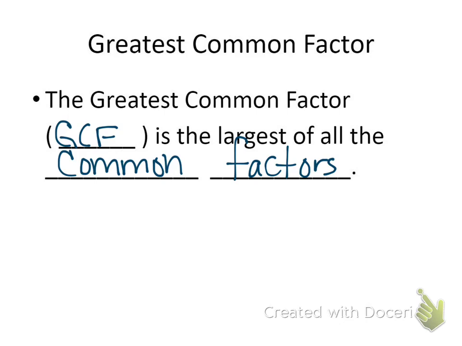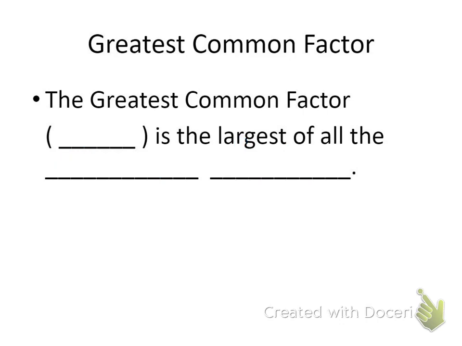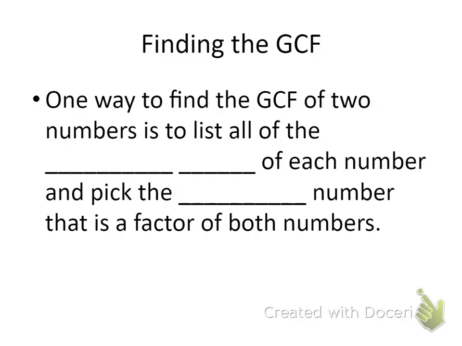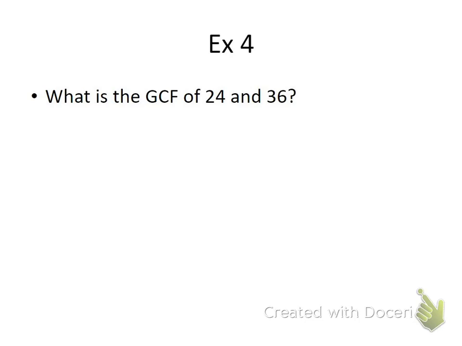So let's look at example number 4. Common factors. Looking at the list that we just came up with, where we listed all the common factors of 24 and 36, now you have to find the greatest common factor. What's the largest factor that they have in common? The biggest? 12. So the GCF equals 12. That's how we would write our answer.